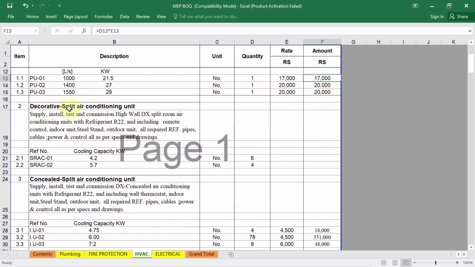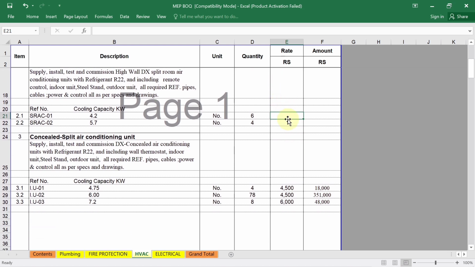In the next item, I am also using decorative split air conditioning. So there, just provide a clear and detailed description of that unit, like supply, install, test and commissioning, high wall DX split room air conditioning unit with refrigerant, whichever type of refrigerant you are using, and including remote control, indoor unit, steel stand, outdoor unit, all required refrigerant, pipe, cable, power. So including that, I have written the quantity. See, the cooling capacity 4.2 kilowatt and 5.7, quantity is written 6 and 4. So as per your market, you can enter the price here.